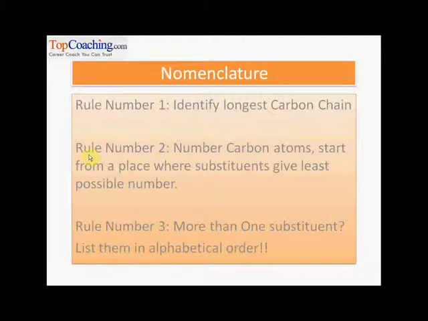Okay friends, let us now try giving names to these haloalkanes. So to name them according to IUPAC. Rule number 1, as with all hydrocarbons, identify the longest carbon chain, one which is having maximum number of carbon atoms. Rule number 2, number the carbon atoms. Start from a place where substituents get least possible number, right? Rule number 3, if more than one substituent, list them in alphabetical order.